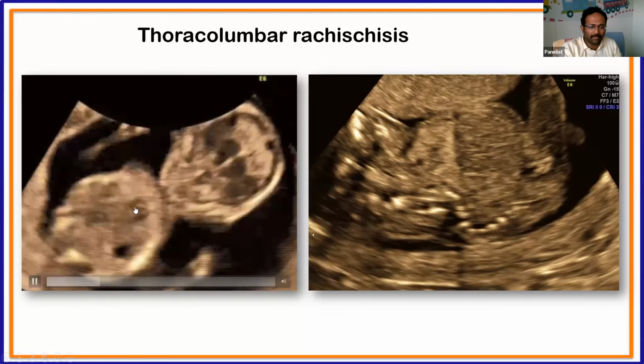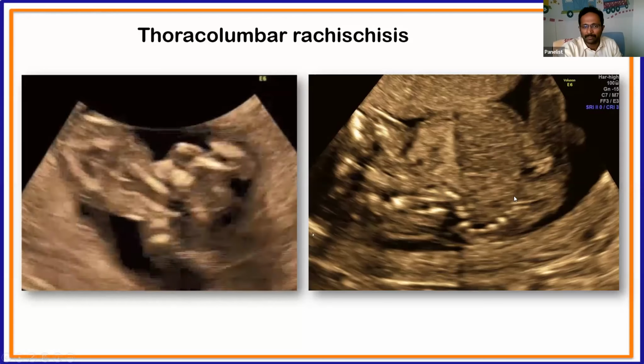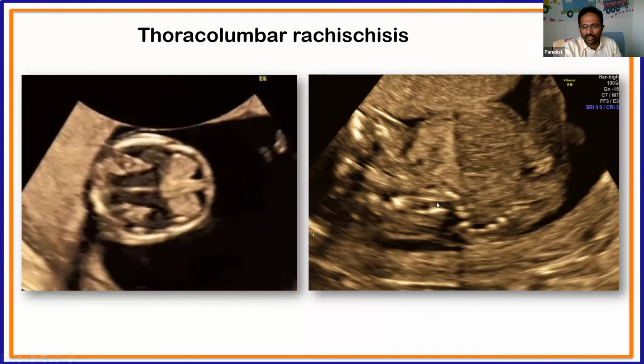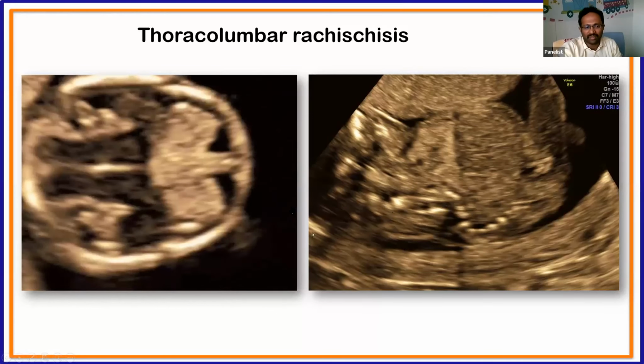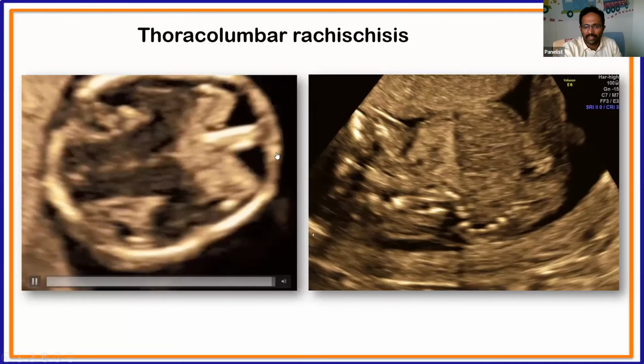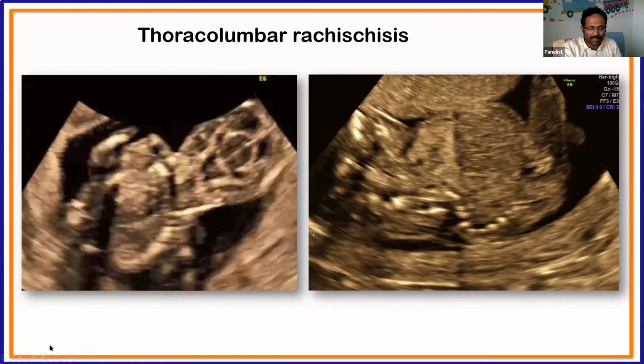And again, this is a baby having an absence of regularity of the spine. You can see a very curved spine or a kyphoscoliosis of the spine. This baby also has a large open neural tube defect. And you can see the cranial signs of a neural tube defect, thoracolumbar rachischisis, a large open spinal defect.